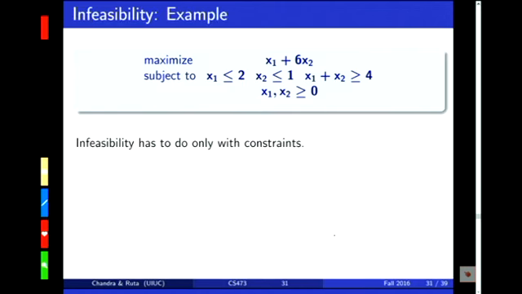Then infeasibility. Suppose you want to solve this LP. Is there any feasible point here? x1 is at most 2, x2 is at most 1, and x1 plus x2 has to be at least 4. Are there any x1, x2 such that these 3 constraints can be satisfied, with x1 and x2 also not negative? No, right? This is infeasible.